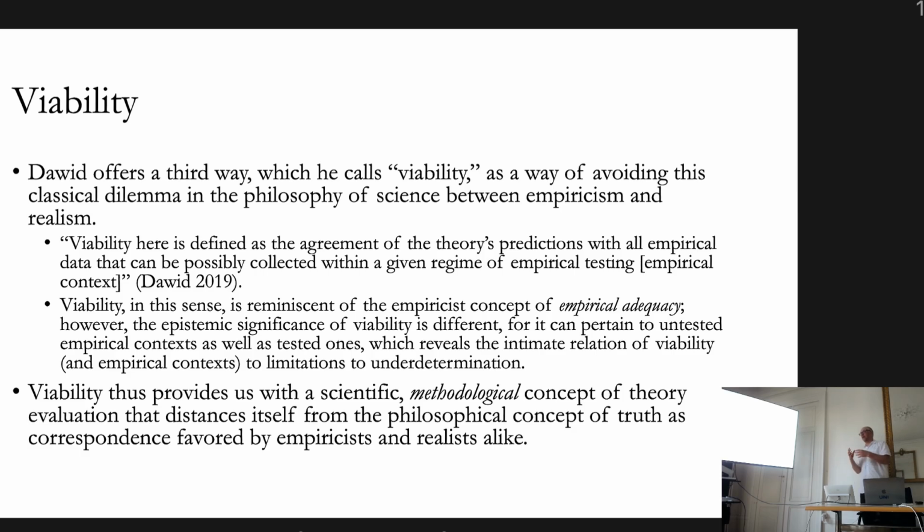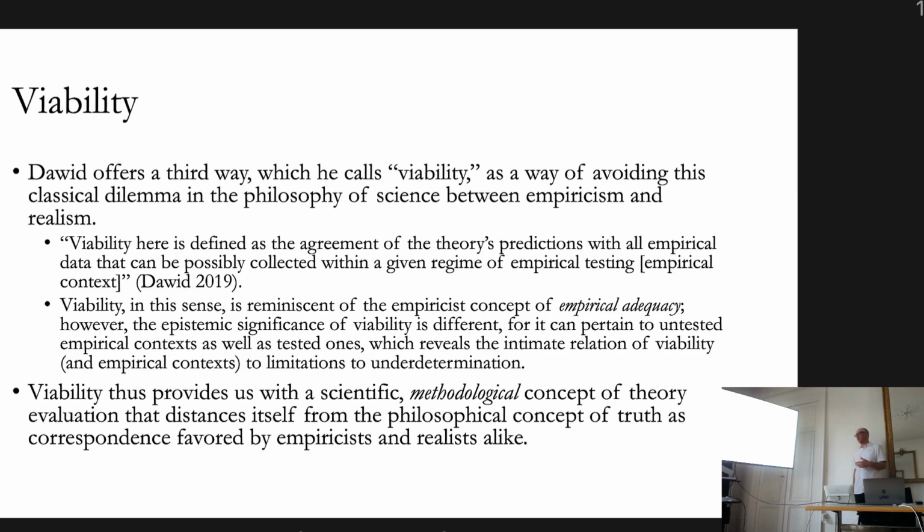Because it's embedded, it's a concept that falls within the scope of meta-empirical assessment. It's used in this context, whereas it's meant to distance itself from the philosophical concept of truth as correspondence, which is favored by empiricists and realists alike. Right? Empiricists want to say, well, empirical adequacy is the right criterion for assessing theories because we are sure that the empirically adequate theories have the right kind of truth content. Right? Their truth content is based on the stuff that we can take to be true, the observations.